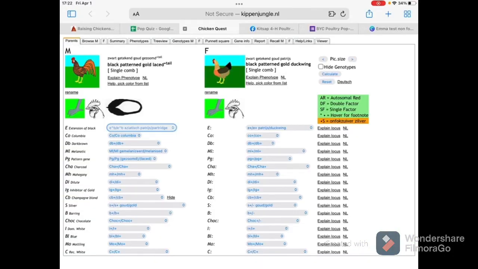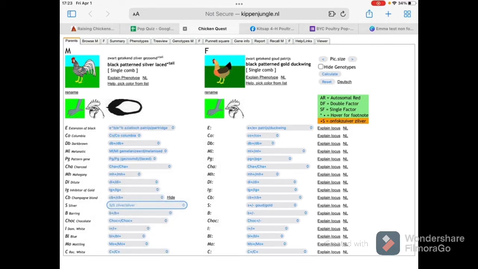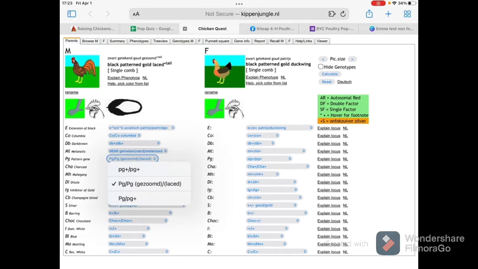This took me a while to get. The genes that you need to get a laced bird, lacing is actually way more complicated than you would think. It takes partridge, Columbian, melanotic, and pattern gene to get a laced bird. And say we wanted it silver laced, we'd go down here and change that to silver. I'm going to talk about the silver gene in a minute, but first I'm going to move on. Pattern gene is a gene which contributes to lacing, as I demonstrated above, and you can see in our rooster that we have created.